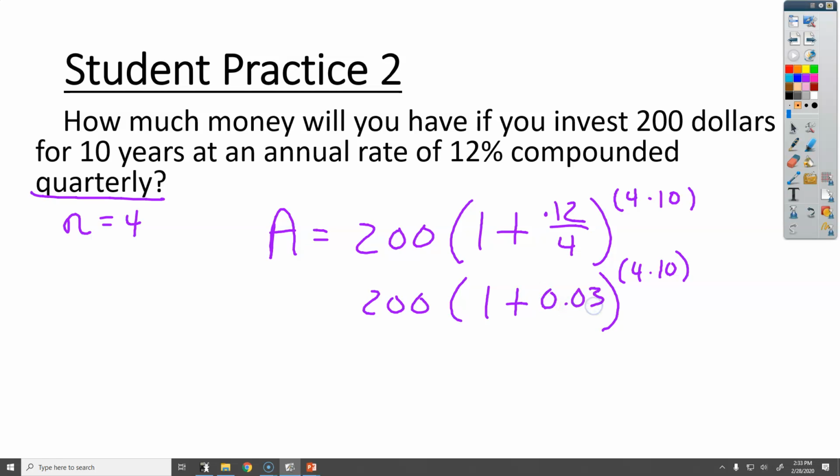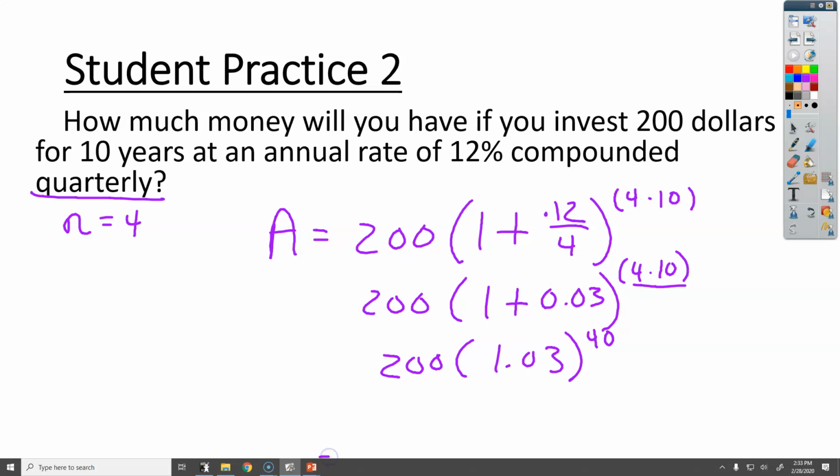Okay. Now, the next thing, this one you could probably just do by hand. You don't really need a calculator for this. What's 1 plus 0.03? 1.03. Okay, the next thing we're going to do is this, and you could probably just do that by hand, but sometimes if you have weird numbers there, you'll need to use a calculator. So what is 4 times 10?